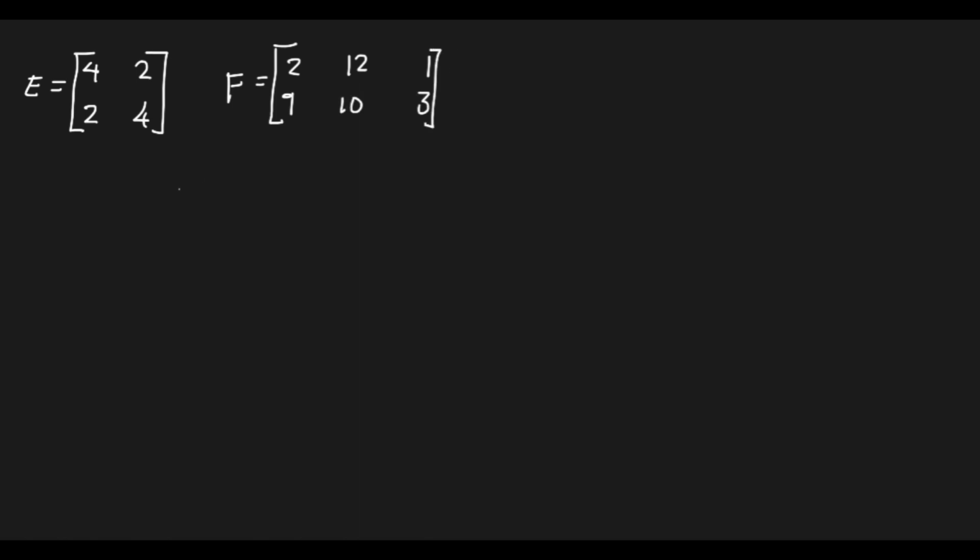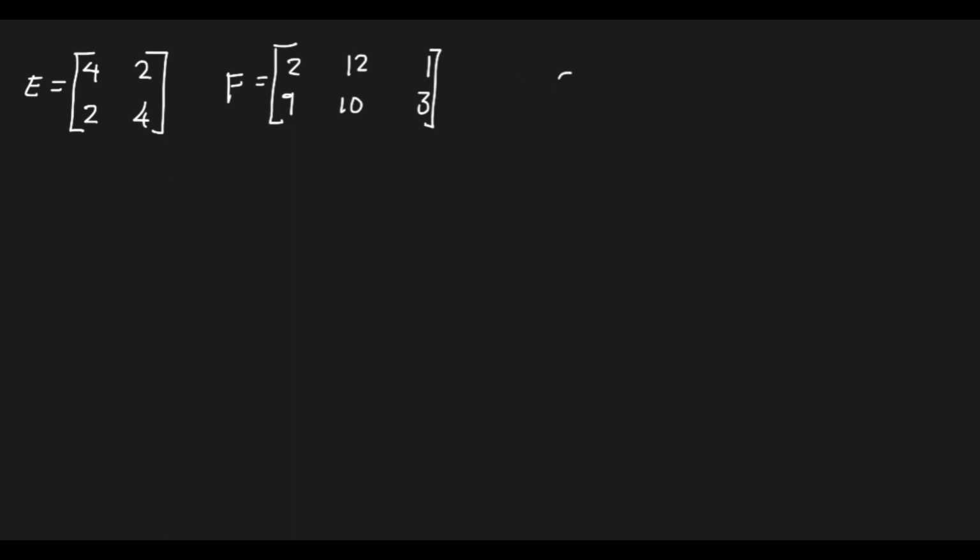So let's say we have matrix E with elements 4, 2, 2, 4. Our F has elements 2, 12, 1, 9, 10, 3. Okay, so now let's look at the order of matrix E.